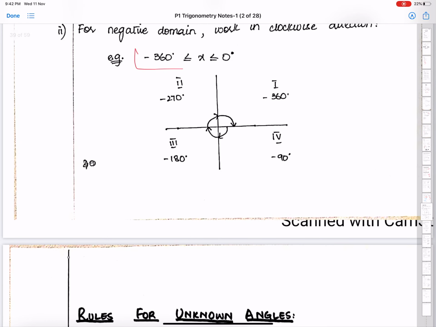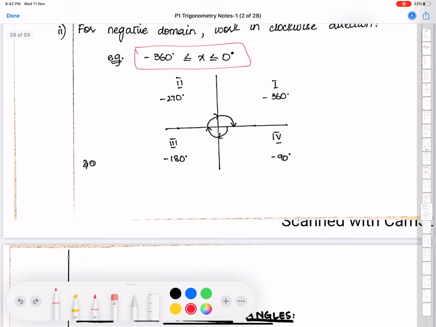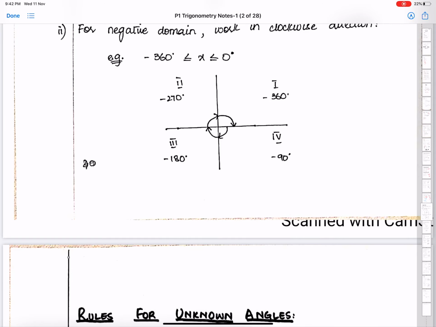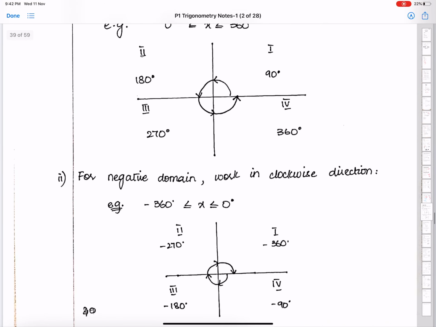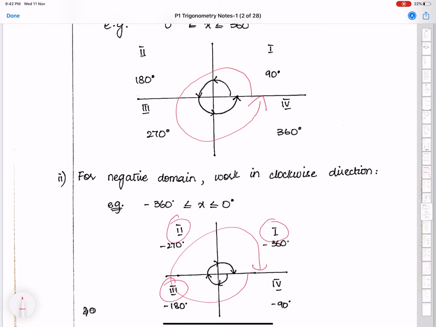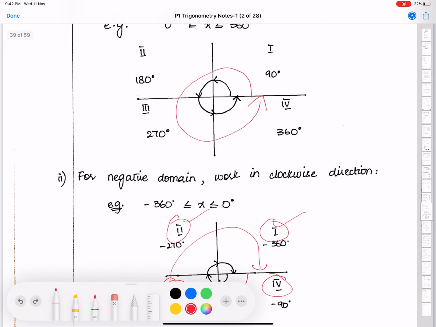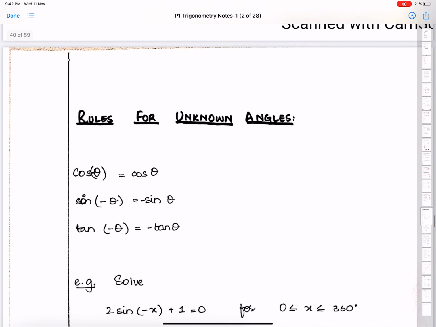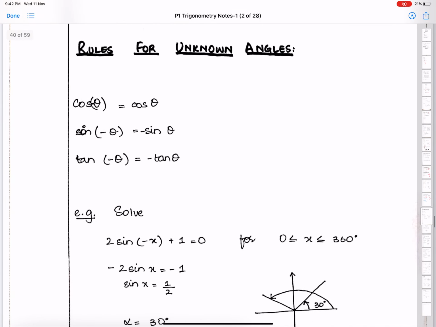Since the domain is negative, therefore we will work in clockwise direction, and we will start from the fourth quadrant. And the names of the quadrants will remain unchanged. Whether you work in anti-clockwise direction or in clockwise direction, the names of quadrants will remain unchanged. This will remain first, second, third and fourth quadrant. So make sure you will not change the names of the quadrants. Rules for unknown angles.